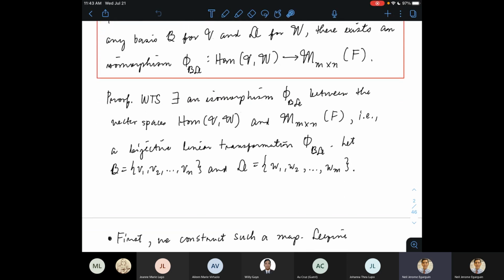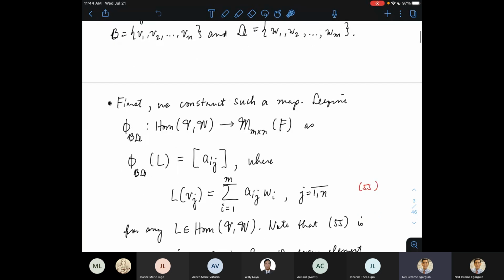So here I started with laying out the premises, and then I chose the ordered basis, the basis B for V, and basis D for W. And note that since I know that V and W are of dimensions n and m respectively, I can label the elements of basis B to be v1 until vn, and then elements of the basis D from w1 until wm. So exhaustive yung listing ng basis elements.